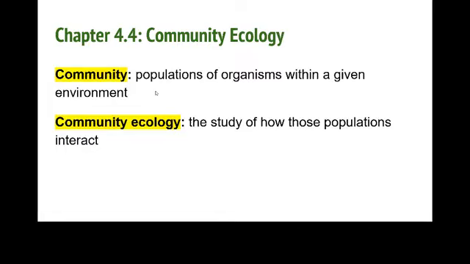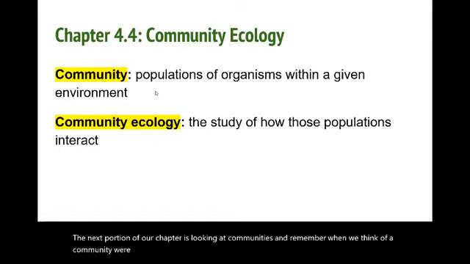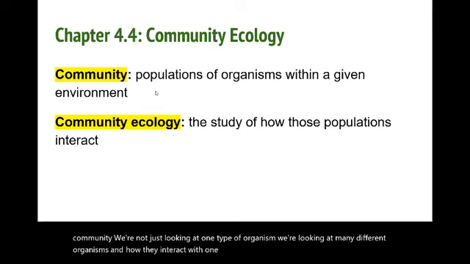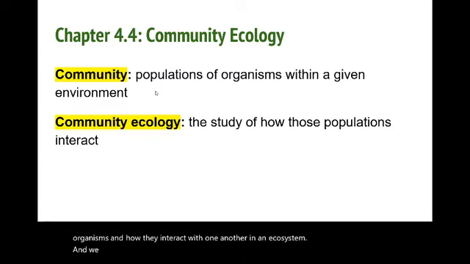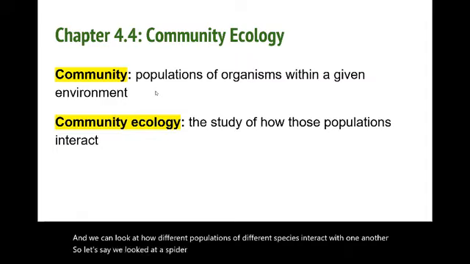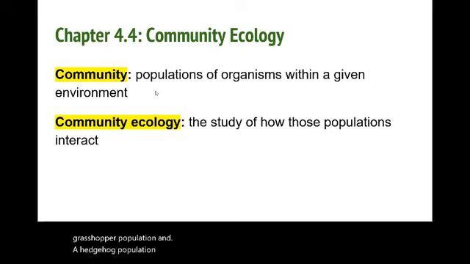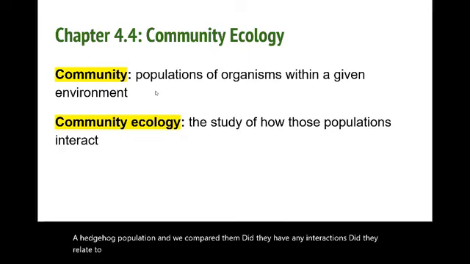The next portion of our chapter is looking at communities. And remember, when we think of a community, we're not just looking at one type of organism, we're looking at many different organisms and how they interact with one another in an ecosystem. And we can look at how different populations of different species interact with one another. So let's say we looked at a spider population and a snake population, or we looked at a grasshopper population and a hedgehog population, and we compared them. Did they have any interactions? Did they relate to one another at all? How did those populations connect? That's what we refer to as community ecology.